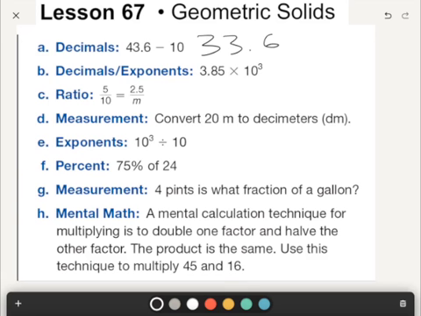33 6/10. And then this one, we're just moving the decimal 3 places to the right. 1, 2, 3. 3,850. Then, 2 5/10 is just half of 5, so m would just have to equal 5. And then 20 meters to decimeters would be times 10, so 200 dm.